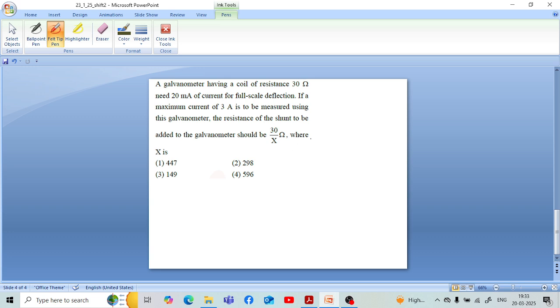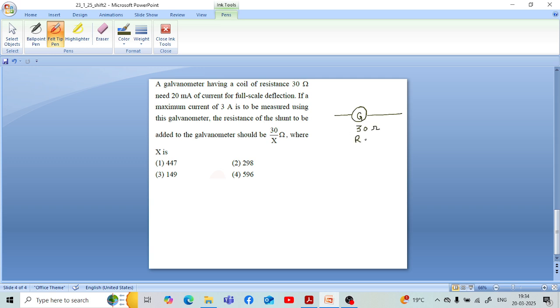So the problem is based on the topic galvanometer and its conversion to an ammeter. We know that to make a galvanometer an ammeter, we have to place a shunt in a parallel path so that a large amount of current can flow through it. Suppose this is the galvanometer. Its coil resistance is given as 30 ohms.